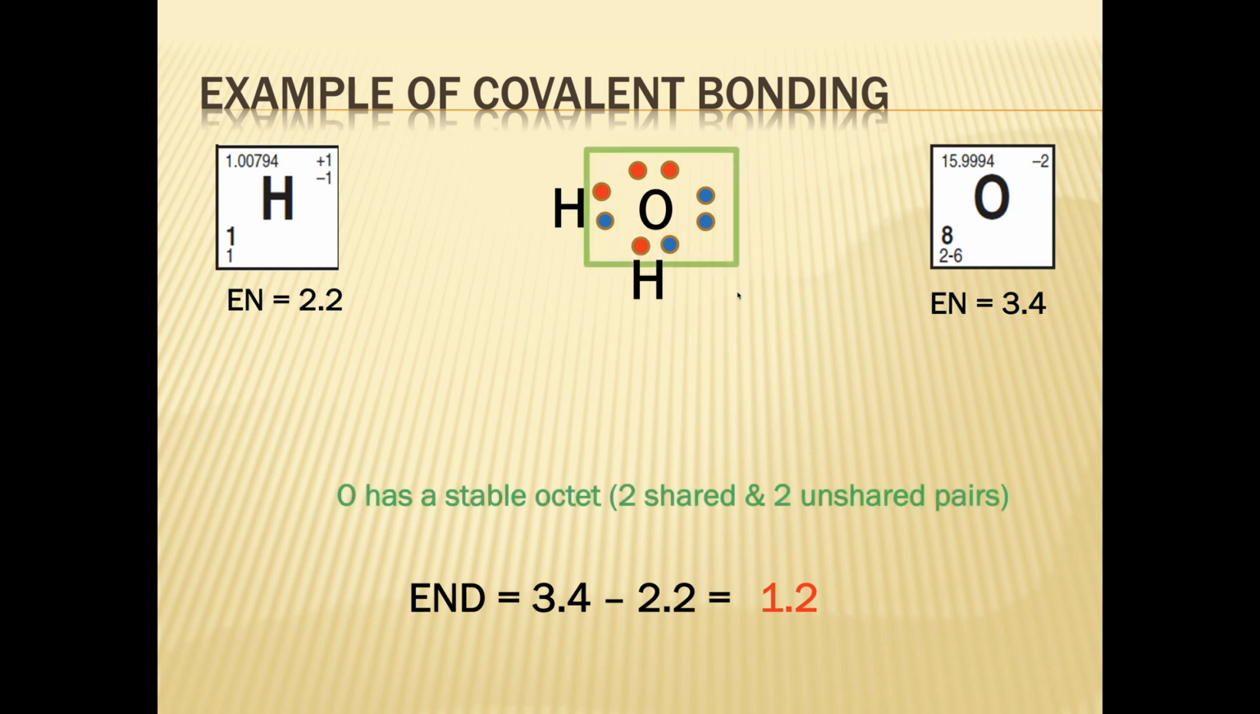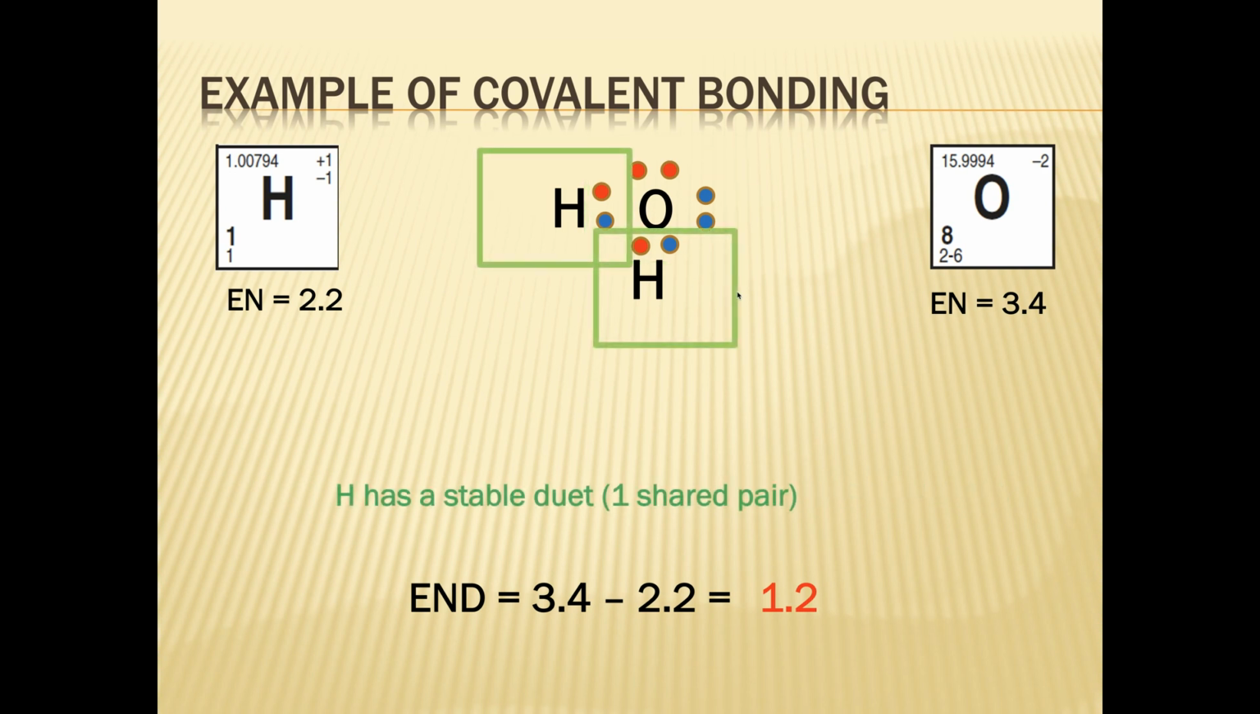The oxygen has a stable octet thanks to the shared electrons, and the hydrogens have a stable duet, again thanks to oxygen being so willing to share its electrons with it.